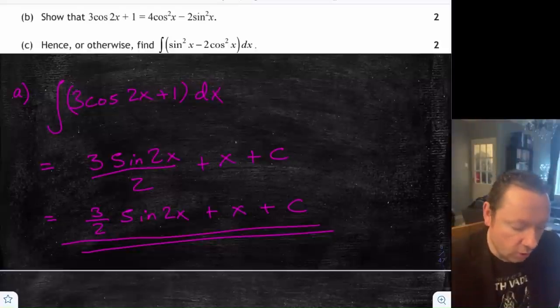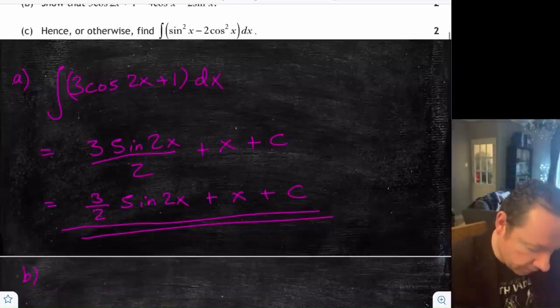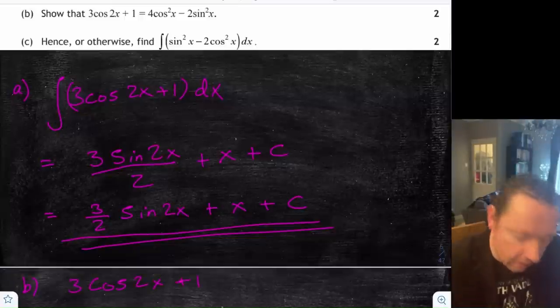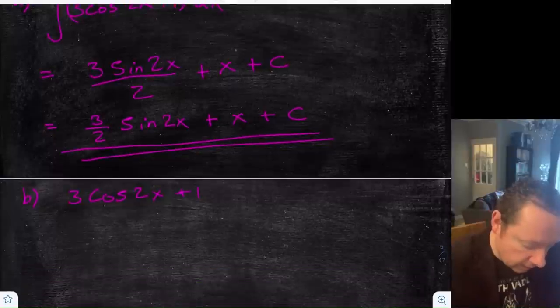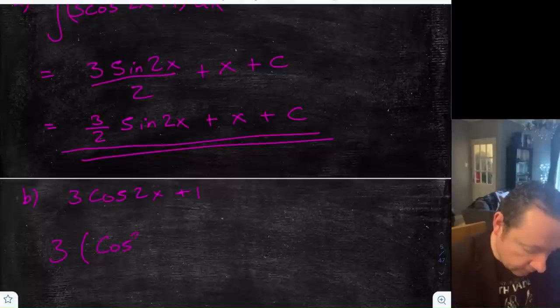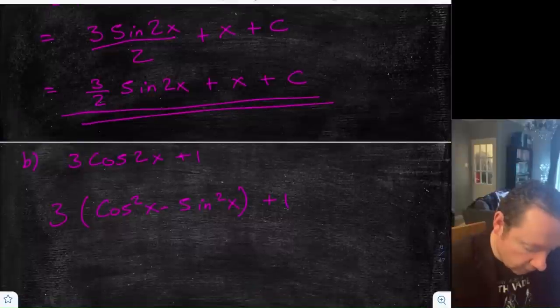Part B says, show that 3 cos 2x add 1 equals 4 cos squared x minus 2 sine squared x. So it's a trigonometric question. We have to use our cos 2x expansion from the start of the exam paper. So part B, 3 cos 2x plus 1. I'm going to try and make that look like the right hand side. So cos 2x, I'm going to expand to cos squared x minus sine squared x, and that's still plus 1. So that's 3 cos squared x minus 3 sine squared x plus 1.